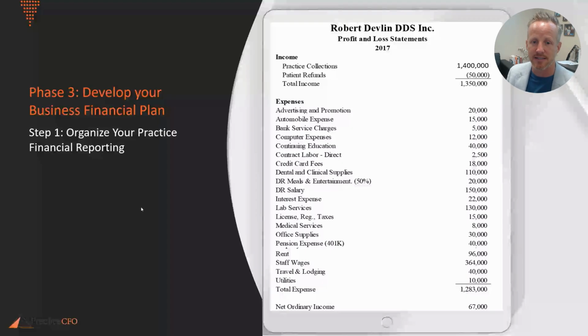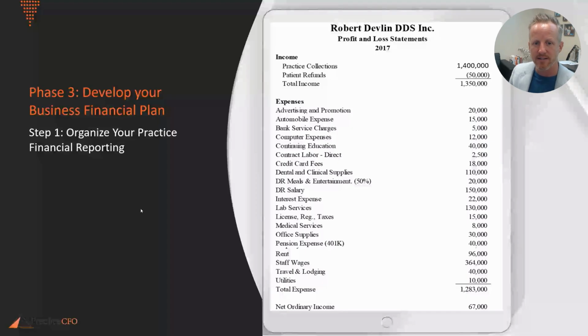It has the collections at the top, and might have patient refunds under that, and then the total income. Below that, it has all of the expenses in alphabetical order. For those of you who see my screen, I'll narrate this. Under expenses, there's advertising and promotion, automobile expenses, bank service charges, computer expenses, continuing education, contract labor, credit card fees, dental and clinical supplies, doctor meals, doctor salary, interest expense, lab services, license, medical services, office supplies, pension expense, rent, staff wages, travel and lodging, utilities. You add all that up, it's your total expense.